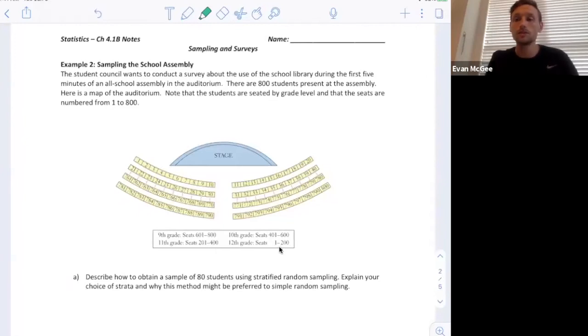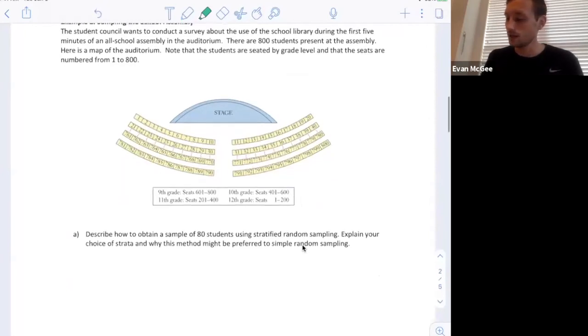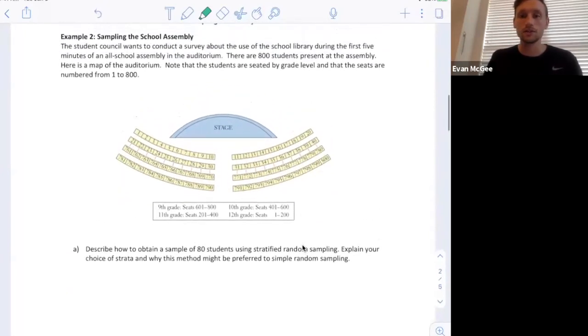Then I'm going to repeat the same process for the 10th, 11th, and 9th grade students. So I'm just going to be using my calculator and do randint from 1 to 200 and select 20 random numbers, and those students will be included in my sample. So I'm going to go ahead and write out how I'm going to do this, and then I'll discuss the benefits.